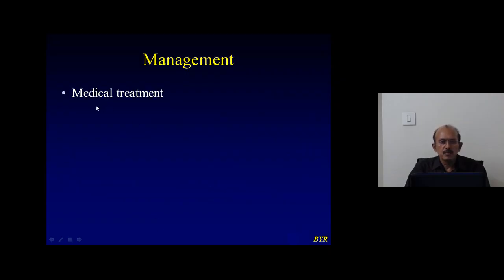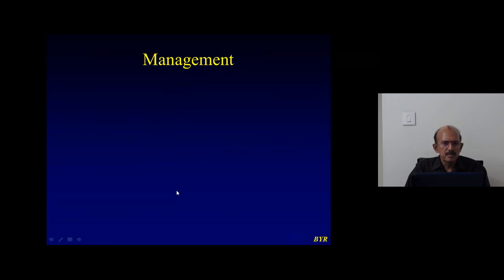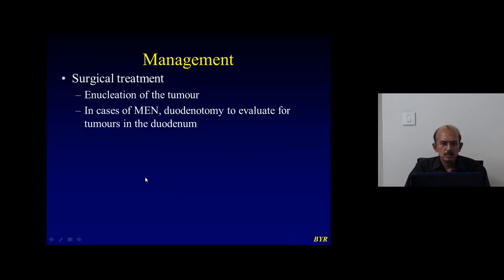Management, medical treatment: proton pump inhibitors, octreotide. In metastatic gastrinomas, you can give streptozotocin, 5-fluorouracil, doxorubicin. Surgical treatment: if you find a tumor that can be enucleated, enucleate it. In case of MEN syndrome, you have to do duodenotomy to evaluate for tumors in the duodenum.